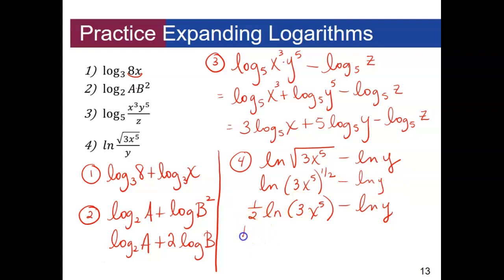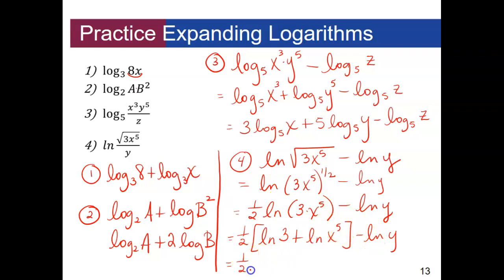Okay, now with the 1/2 down in front, I'm going to break this apart because it's the product of two things. So I'm never done until I have all products broken apart. So I'm going to have the ln of 3 plus the ln of x to the 5th minus ln of y. And there's one other thing that needs to be done on this one, and hopefully you see it, and that is that we can't have this exponent here.